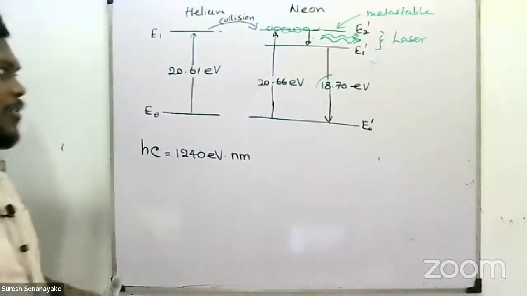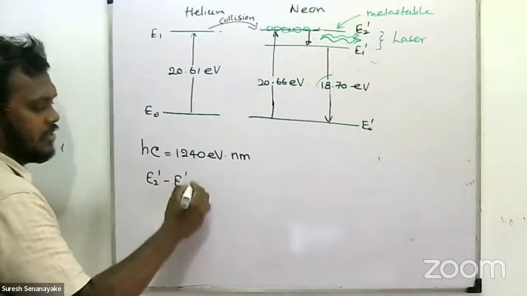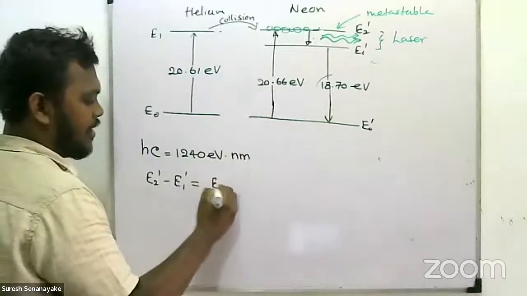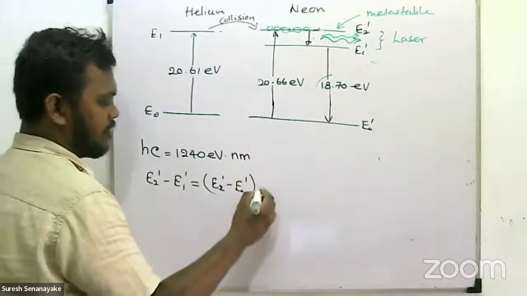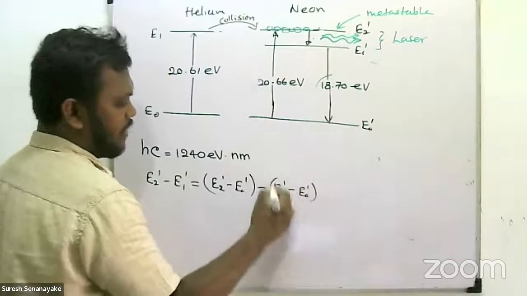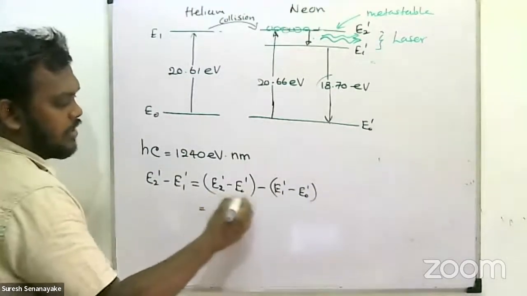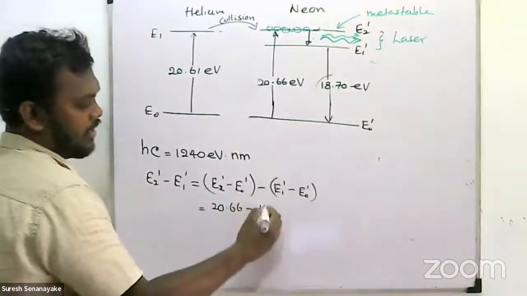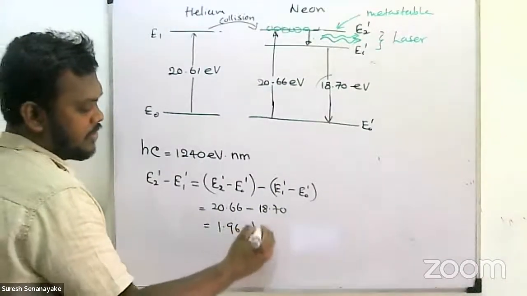First find this energy. That's E2 dash minus E1 dash. The difference between these you can write as E2 dash minus E0 dash, minus E1 dash minus E0 dash. So E2 dash minus E0 dash is 20.66, the other one is 18.7. It's 1.96 electron volts.